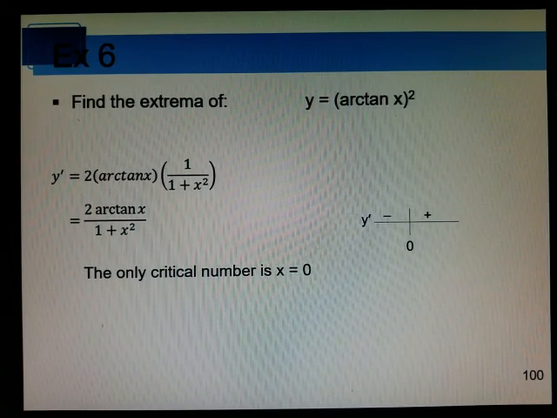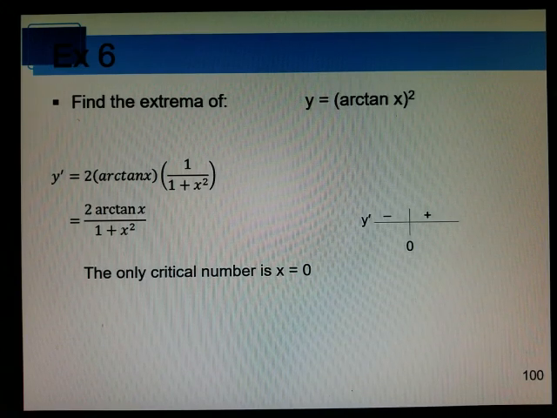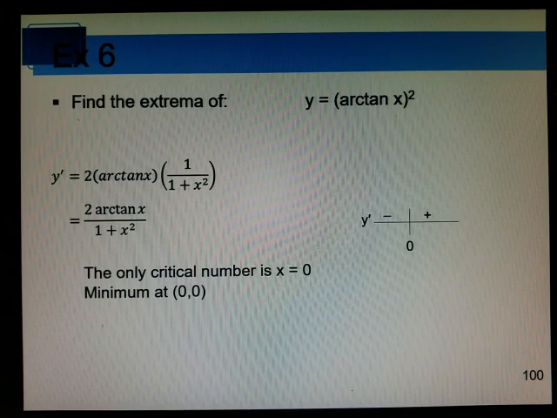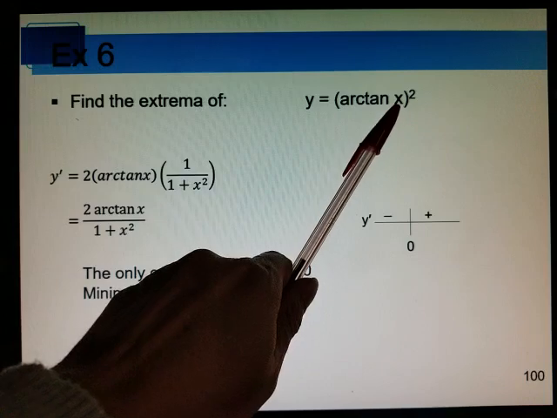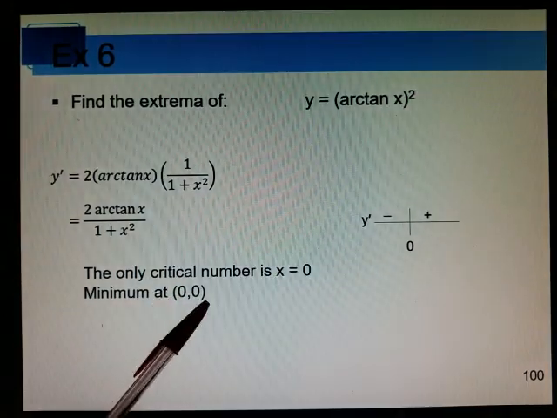Now my graph is going from decreasing to increasing, so it would be a minimum at x equals 0. So I plug x equals 0 into the original equation, and that would give me my actual minimum value of 0 as well. So when is the tangent 0? That's at 0. 0 squared is 0, so there's the point (0, 0).